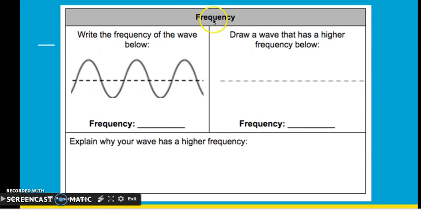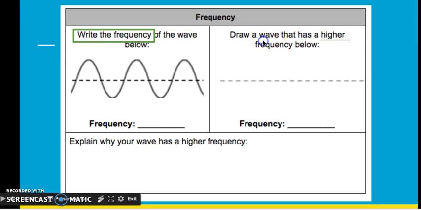All right, students, let's look at frequency. So just like the other two, you're going to write the frequency of the wave below. So you're going to look at the wave, you're going to look at your notes, and then all you're going to do on this line is write what the frequency is. Okay, don't forget you need 2 things. Look at your notes and see what we wrote. We wrote 2 things for frequency. Press play when you're ready to go on.